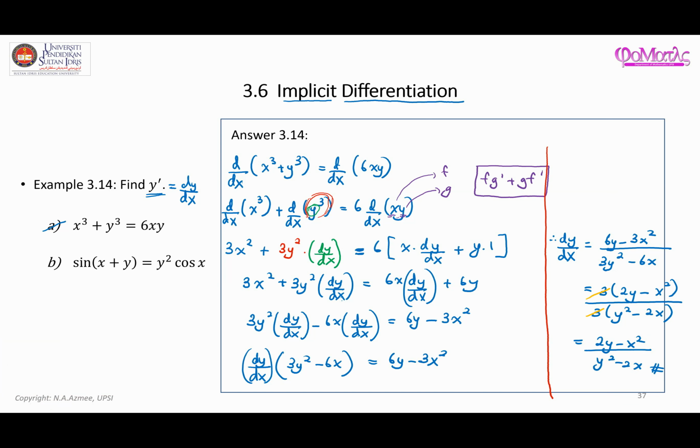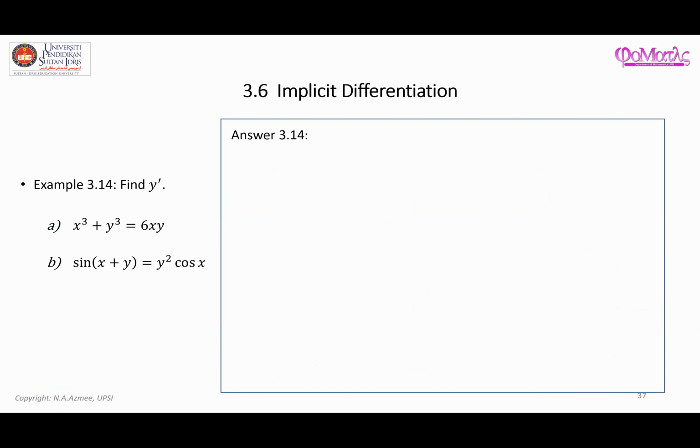Okay, so now let's move on to question B, and I'm just going to erase all ink on this slide here. So for question B, we have this function, and we're going to start off by differentiating each side of the equation with respect to x. This is equal to this one, y squared times cosine of x.